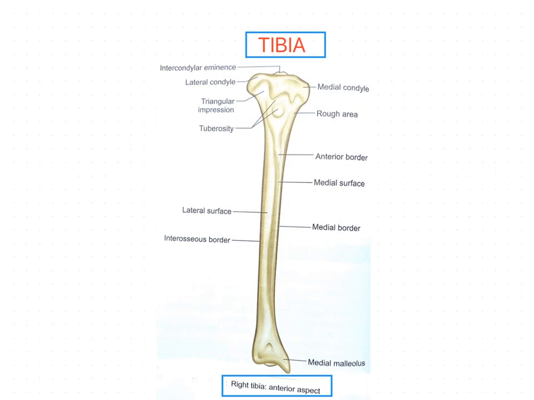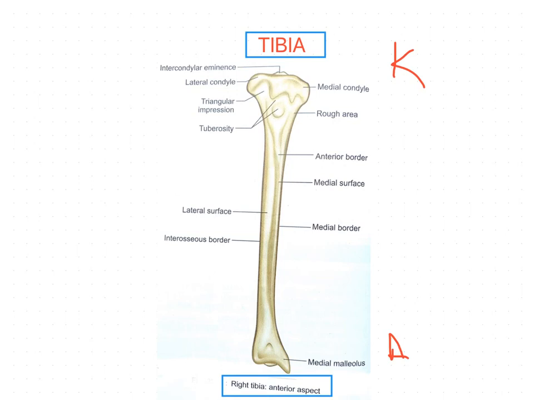This word tibia is also derived from the Latin word which means shin bone. Normally, the tibia is present as the medial bone of the leg. It extends from knee to ankle and it is felt along its whole length on the anteromedial aspect of the leg. And it is homologous with the radius which is present in the upper limb.